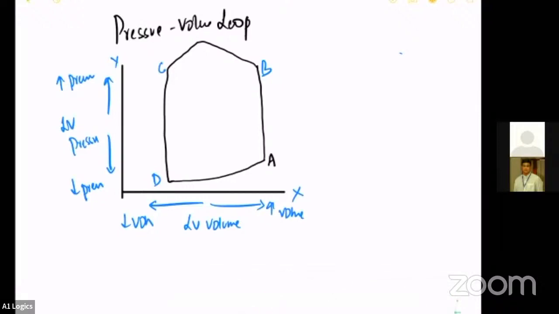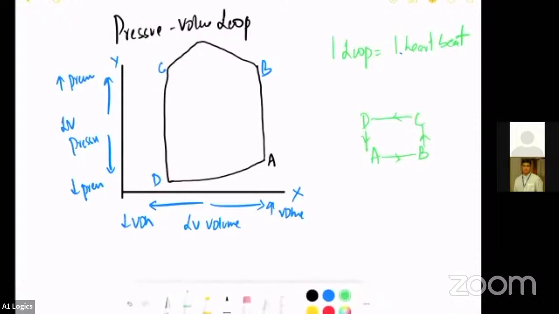Before we start off the discussion, for understanding, one loop is equal to one heartbeat. But another interesting point of the pressure volume loop is that the graph moves anti-clockwise. So from A to B, B to C, C to D, and so on. Okay, these are the basics that we need to know before we go on.